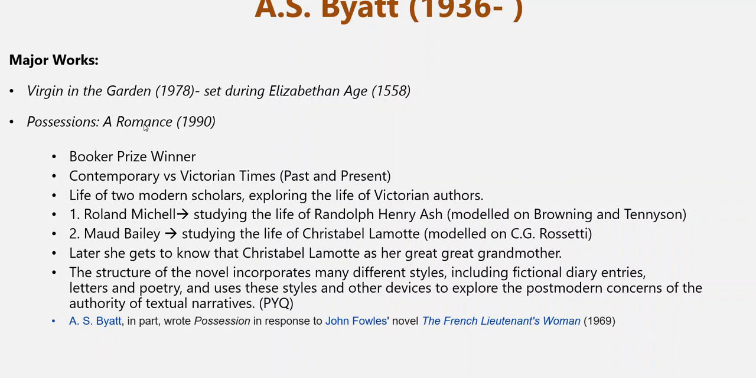Then Possession, a romance, a very important novel, because it won A.S. Byatt the Booker Prize. Okay. That's why it is very important. What we see in this book is contemporary versus Victorian times, past and present, much like John Fowles's The French Lieutenant's Woman. Okay, we will also find references to that novel.